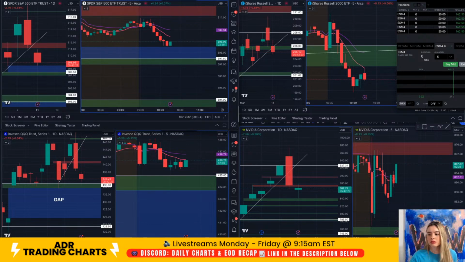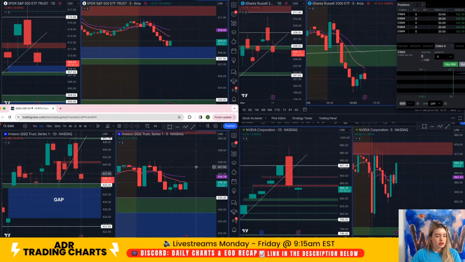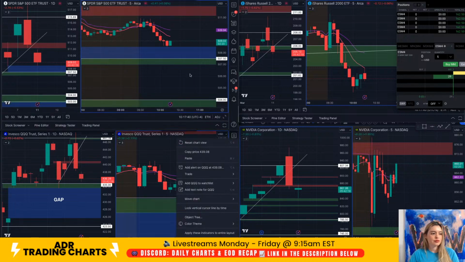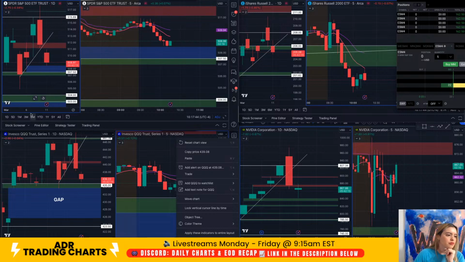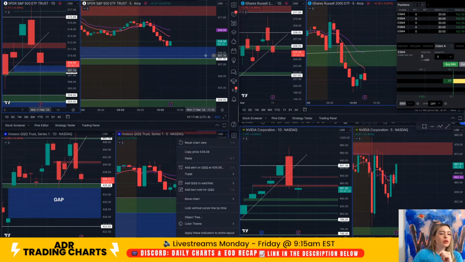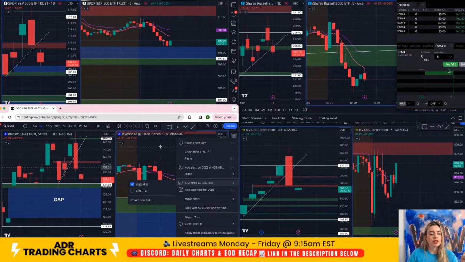Okay, that's a big push on Nvidia. By the way, blue levels on my chart mean gaps. Blue levels are gaps, red are resistance, green is support.